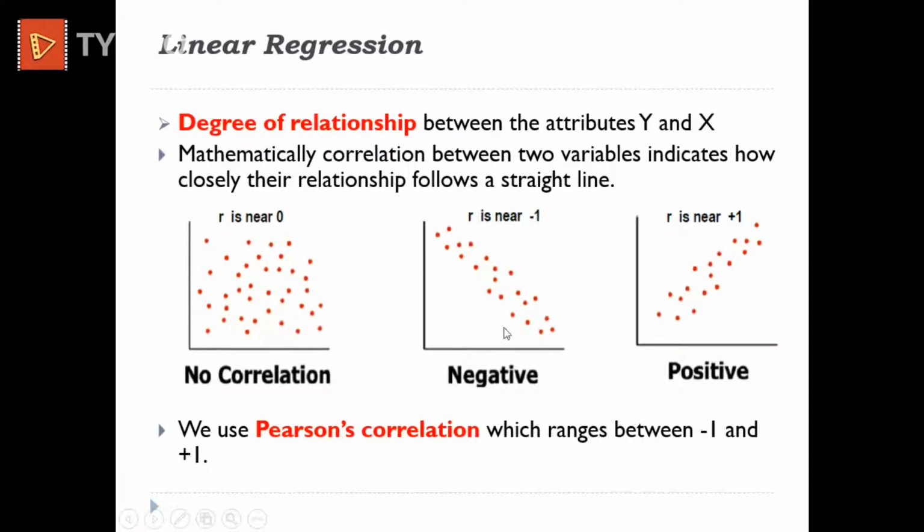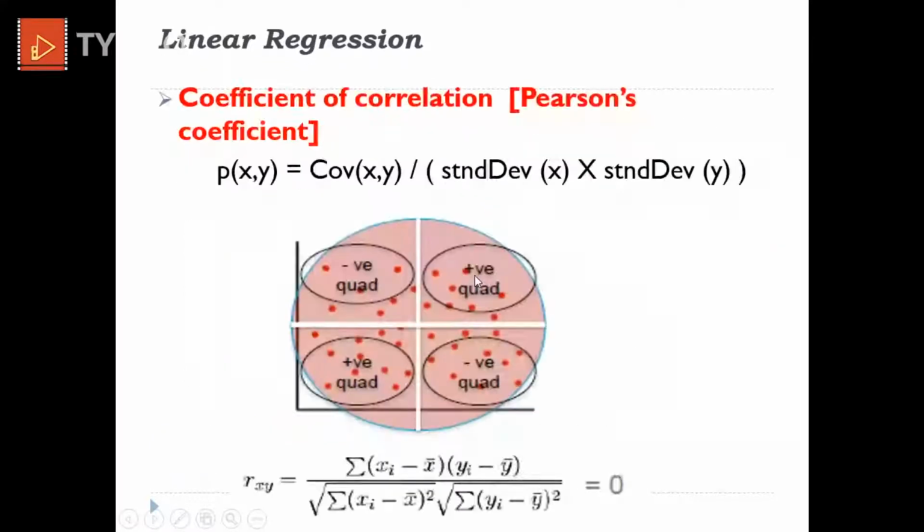So the mathematical formula for this coefficient of correlation, or R, is given by covariance of x comma y upon standard deviation of x into standard deviation of y. So this is the mathematical formula for coefficient of correlation, or the Pearson's coefficient. And here xi and yi are the actual values for the given data point, and x bar is nothing but the mean value of all the x values of a given data set, and y bar is the mean value of all the y values of a given data set.